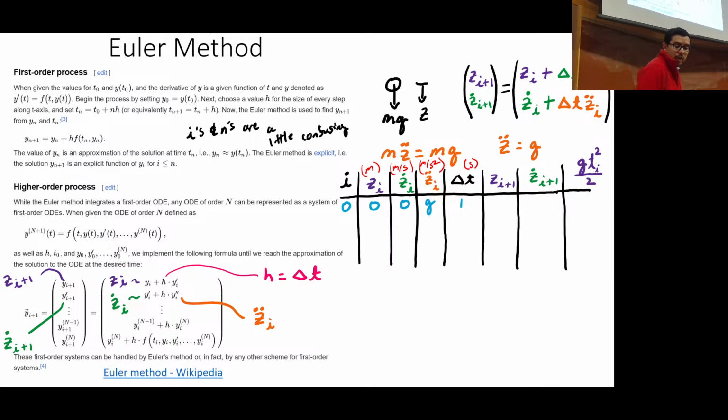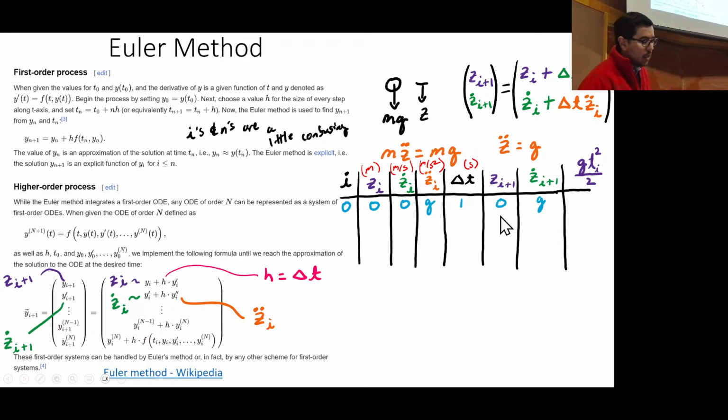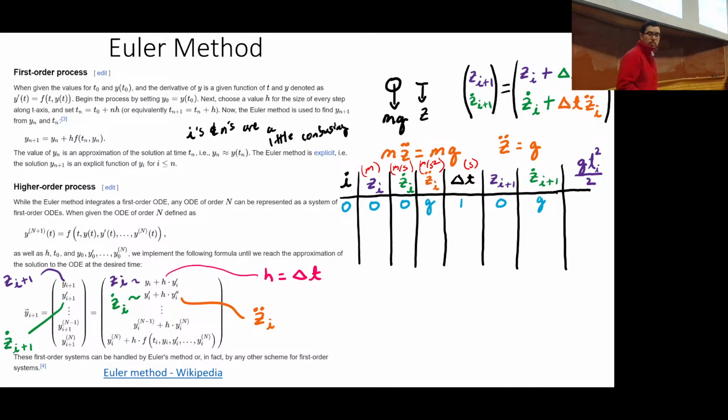All right. So, what do you think we should do? Well, let's look at filling out these blocks. z of i plus 1, like we said, is just going to be 0. Right? It's this quantity, and z dot i was 0, and delta t was 1 second, so z i is 0, so z i plus 1 is just 0.